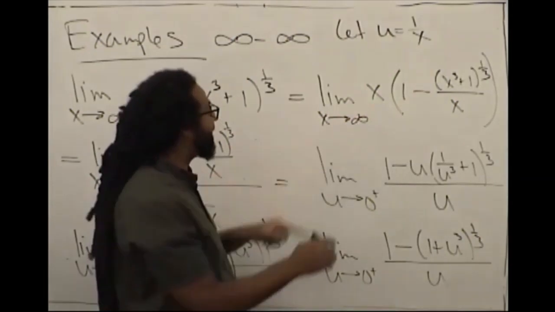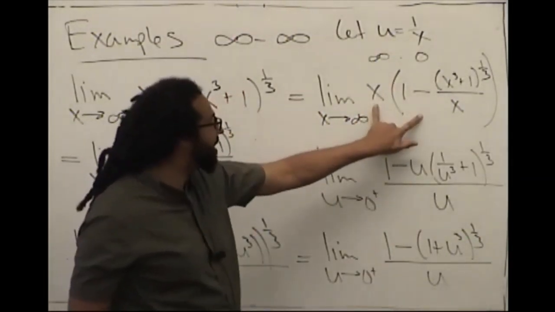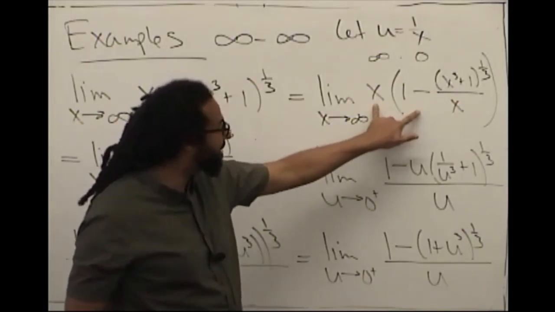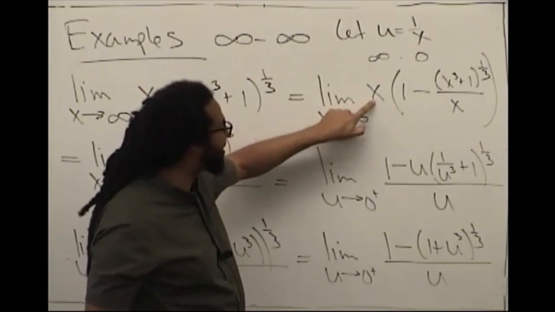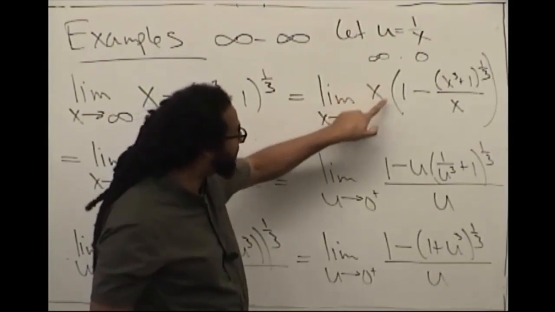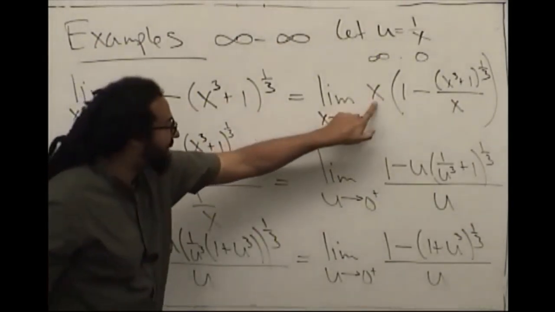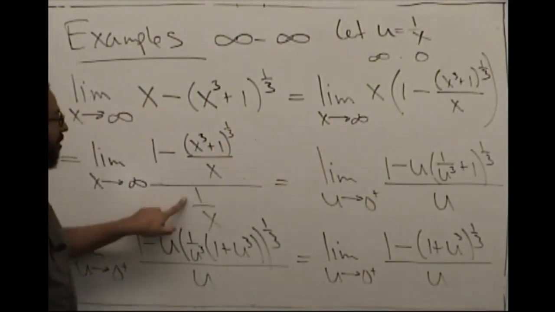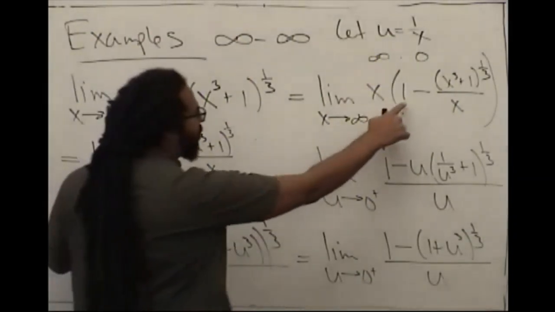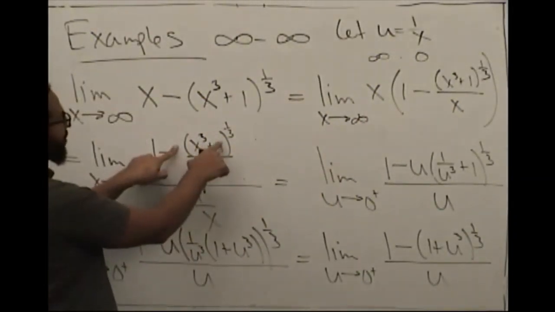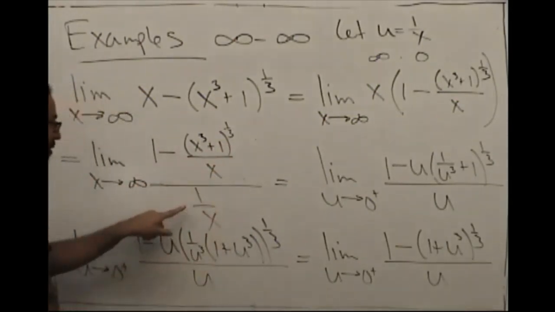So here I'm going to get infinity times 0. So again, we can still apply L'Hopital's rule to this. If I get an infinity times 0, the thing is to write the flip of one of the things in the denominator. So instead of multiplying by x, I'm going to divide by 1 over x. And so in the numerator, I just get 1 minus x cubed plus 1 quantity 1/3 over x. In the denominator, I get 1 over x.